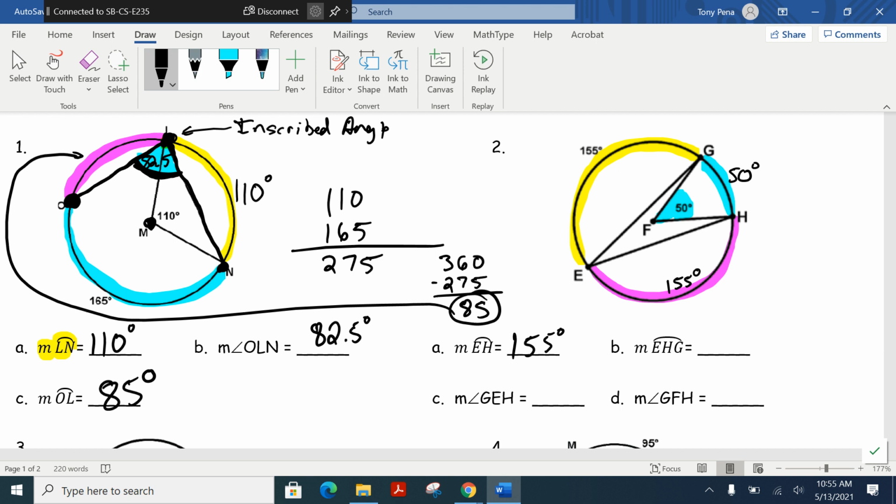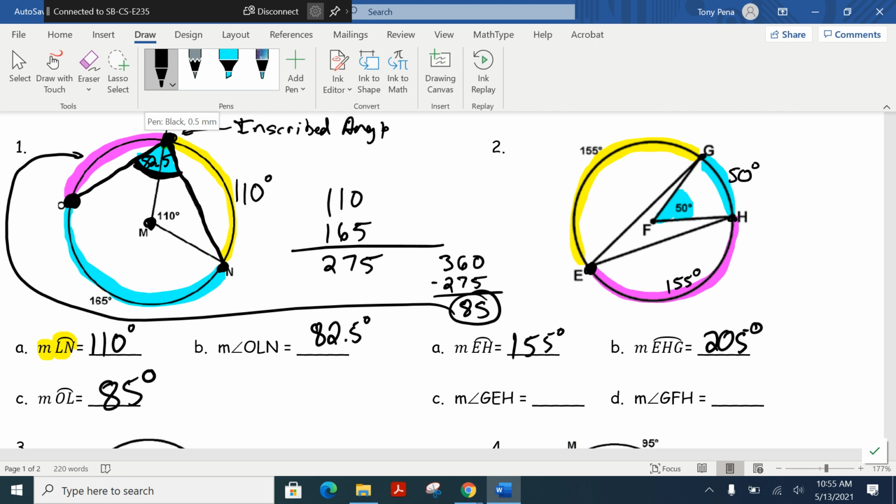All right, and Brooke, what do you think, Brooke? EHG, that arc, what's that have to be? Yes, 205. Here's E. We have to go around to H, so that's the 155. We need to finish at G, so we're just adding the blue and the purple together. Should be 205.